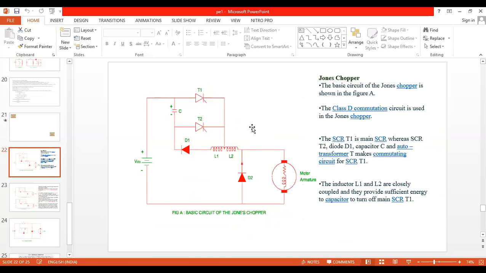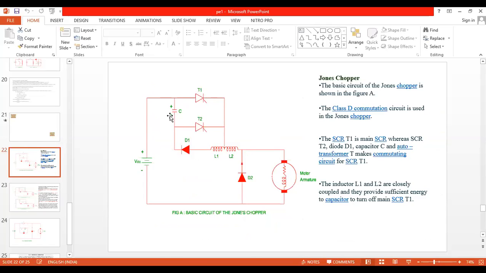Now we are entering case 2. Case 2, what we have to explain? In case 2 and case 3, our target should be how to turn off the SCR. In case 1, SCR is on, it is controlling the speed of the motor, that's okay. Now the toughest job is how to give the explanation to turn off the SCR T1. So now understand the concept. Case 2.